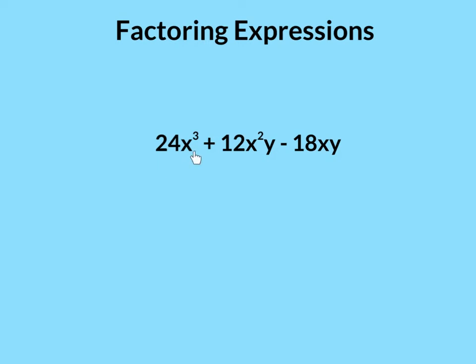So I see x cubed, x squared, and y, and x and y. So they have one x in common, so that can be pulled out. And let's see about a number. So as we take a look, we have 24, 12, and 18. They're all even. I can pull out a 2.